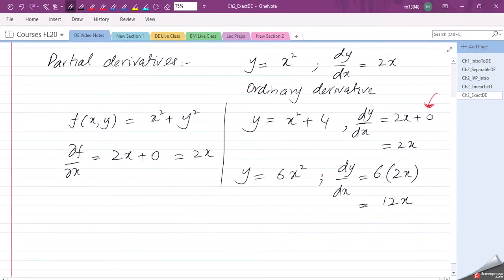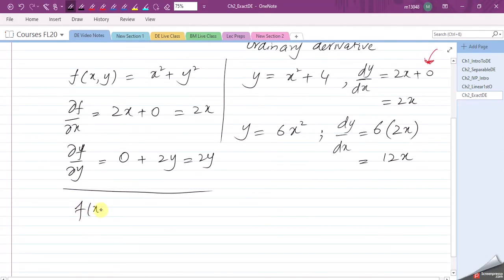Right. We can calculate partial f by partial y as well, just to complete the story. Now because x is being treated as constant, if x is constant, x square is also constant. So derivative of x square is 0 because there is a plus here. Plus 2y equals 2y.